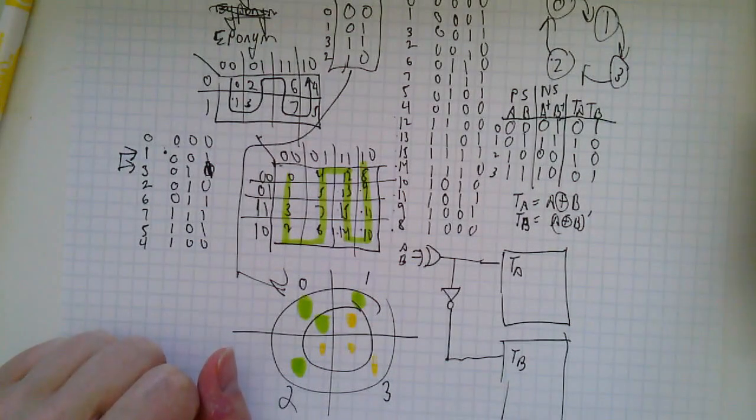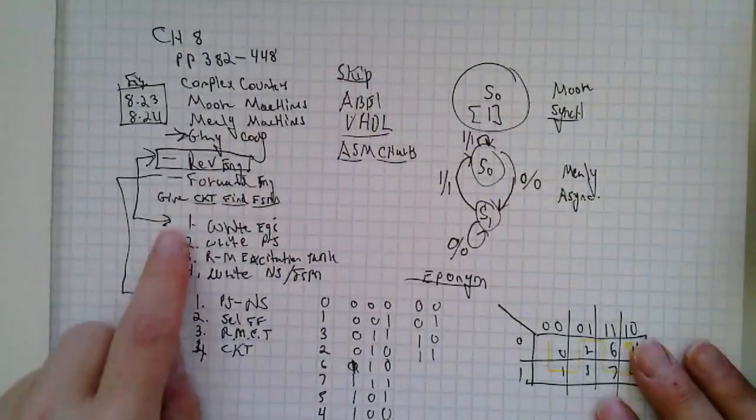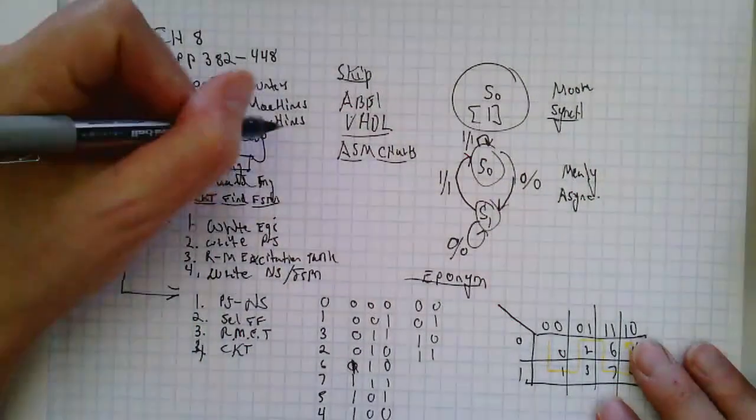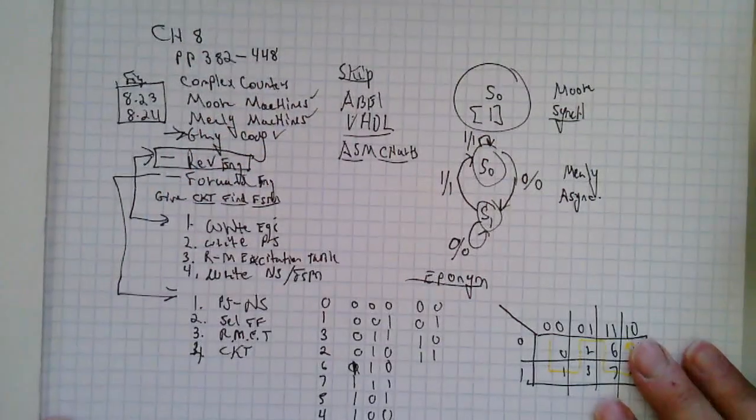Let's see, what else do we have here? I had a list. Oh, here's my list. It's sitting in my lap. So we did the gray code, a little discussion. Talked about the Moore machines and Mealy machines. And now we can talk a little bit about the complex counters.